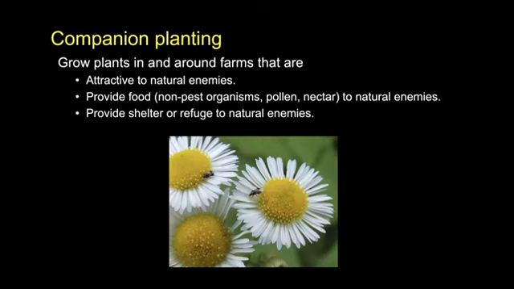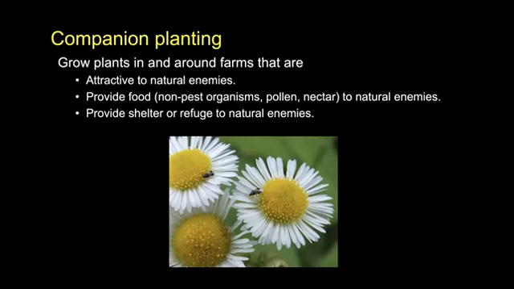And this picture is showing Orius insidiosus, or the minute pirate bug, feeding on pollen. And by feeding on pollen, the minute pirate bugs can actually build up their population, and then they can spread out and try to control the pest population on your crop.